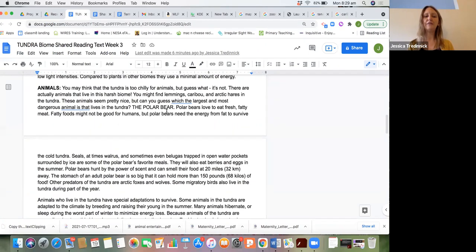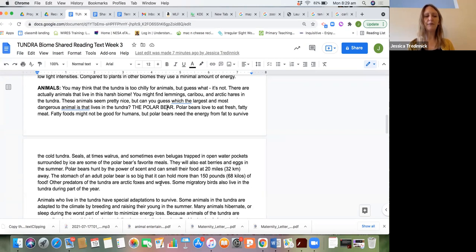Polar bears love to eat fish, fatty meat. I think that's supposed to say and fatty meat. That's why I stumbled over it. Fatty foods might not be good for humans, but polar bears need the energy from fat to survive the cold tundra. Seals, at times walrus, and sometimes even belugas, the beluga whale, trapped in open water pockets surrounded by ice, are some of the polar bear's favourite meals. They will also eat berries and eggs in the summer.